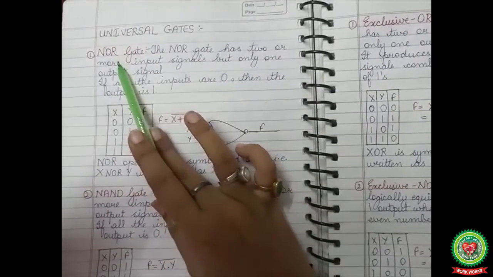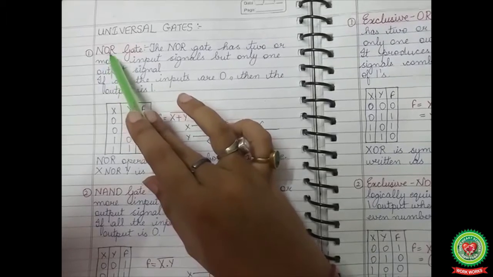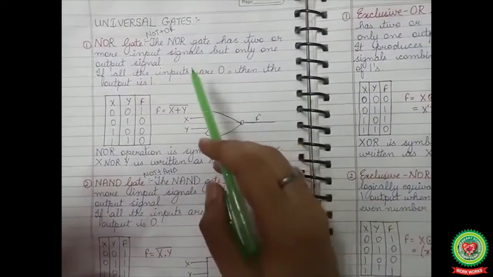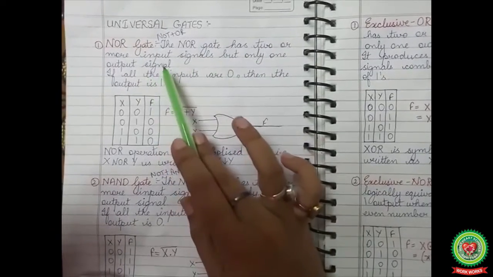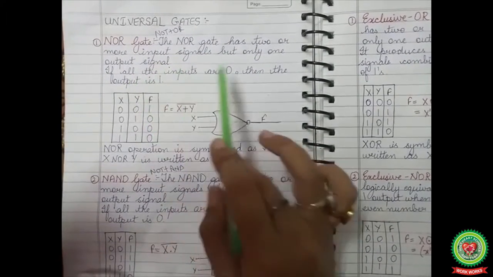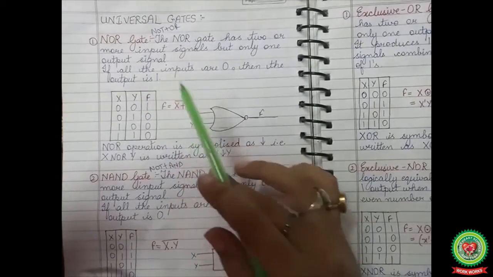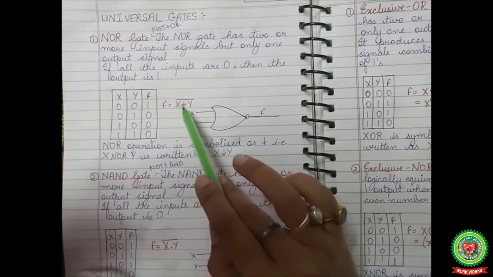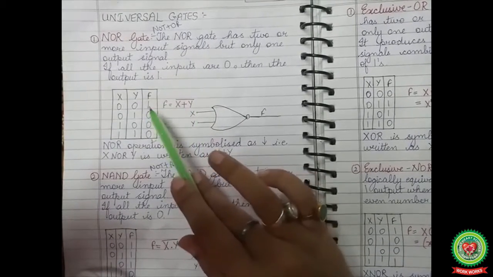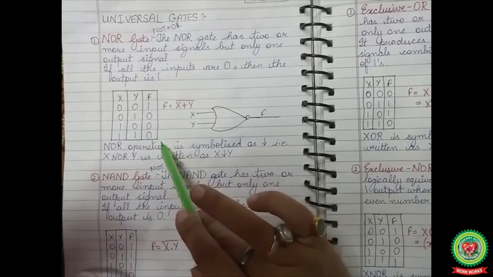As the name suggests, NOR means NOT plus OR. The NOR gate has two or more input signals but only one output signal. If all the inputs are 0, then the output is 1. So the NOR gate will negate the answer of x plus y. So here, if all are 0, then it is 1, else 0.